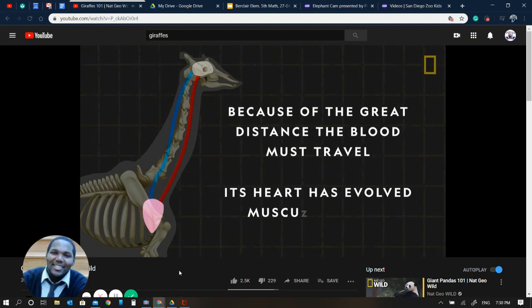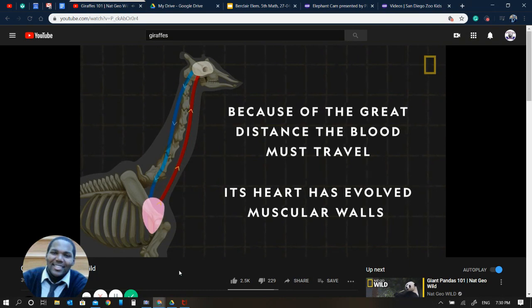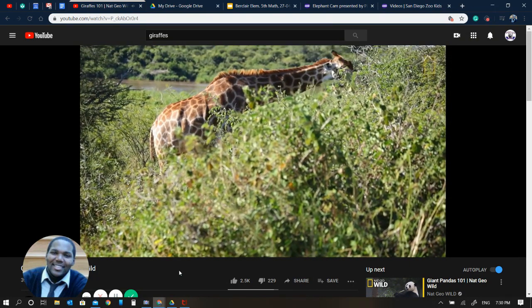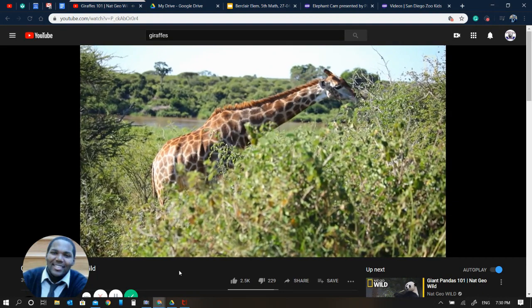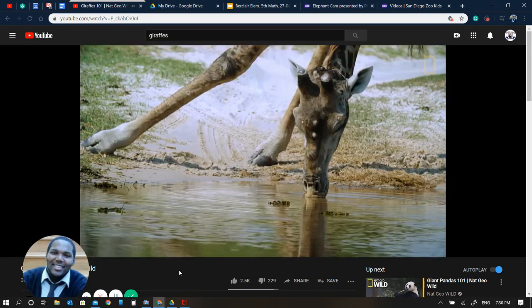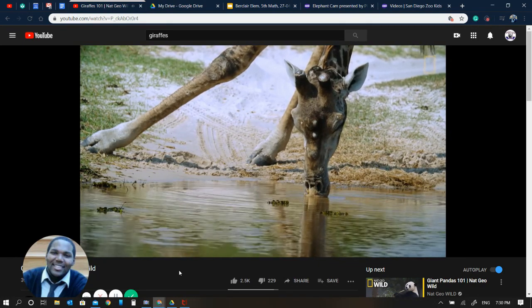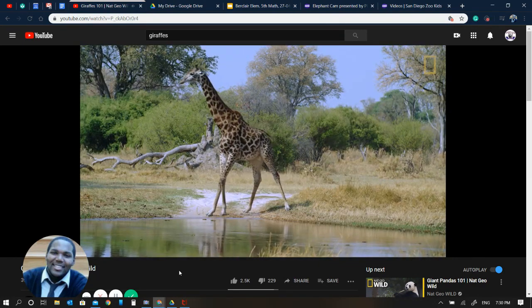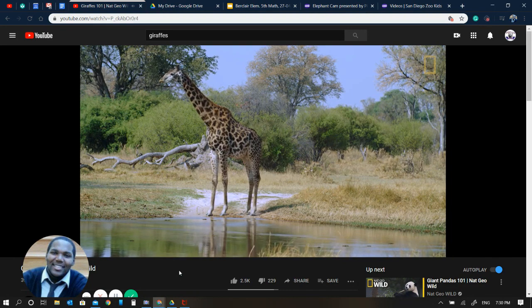Because of the great distance between a giraffe's heart and its brain, due to the animal's long neck, its heart has evolved thick muscular walls. Thanks to these powerful walls, a giraffe's blood pressure can be 2 times higher than many other animals. This helps the giraffe's heart defy gravity and push blood up its long neck and into its brain.